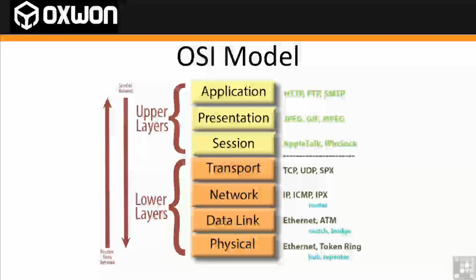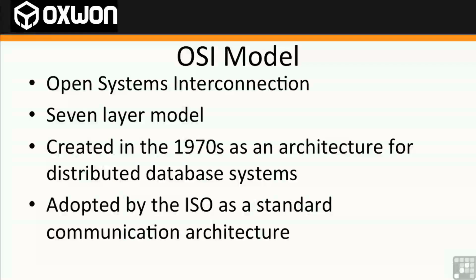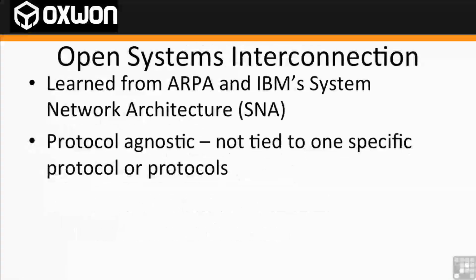So you can see that there are 7 layers here, and this model really originated as part of work that was being done to create this standard communication architecture. In the 1970s, they were learning from the work at ARPA around ARPANET and the creation of the TCP/IP protocol suite, and IBM's System Network Architecture, or SNA. Observations from those two activities really went into the creation of this OSI model.